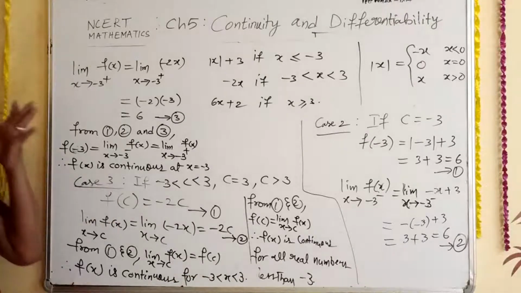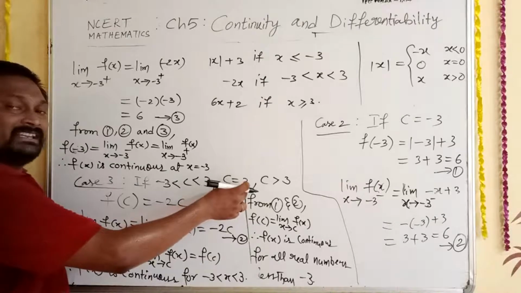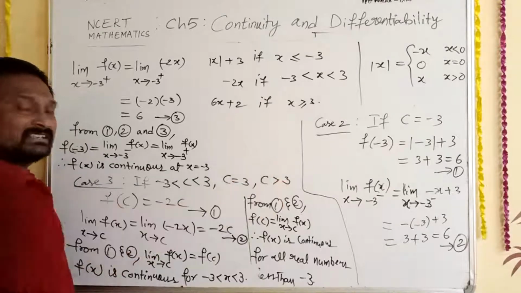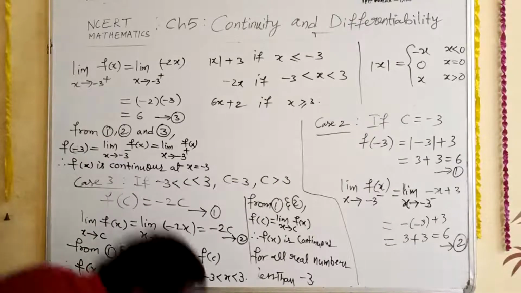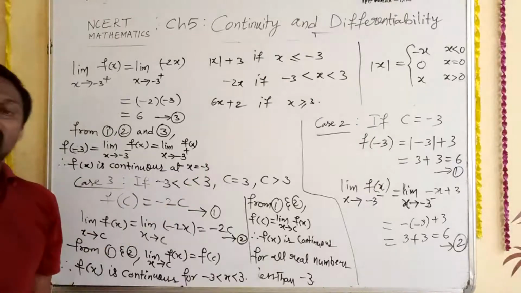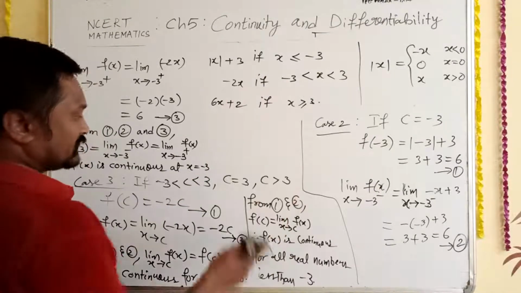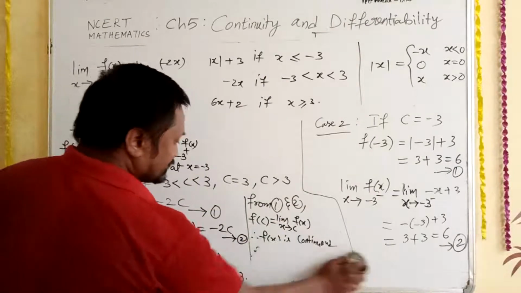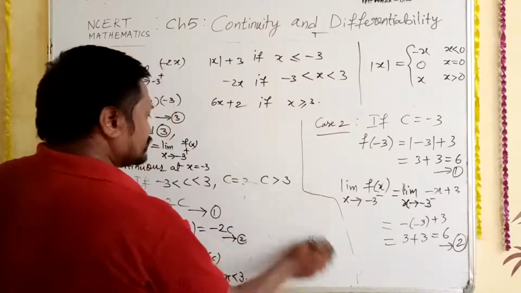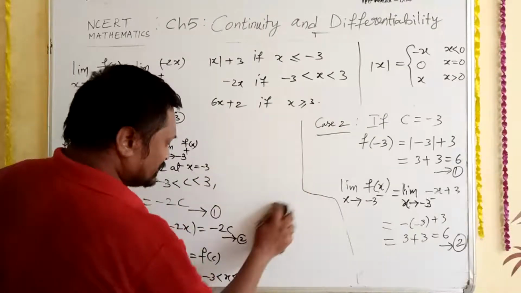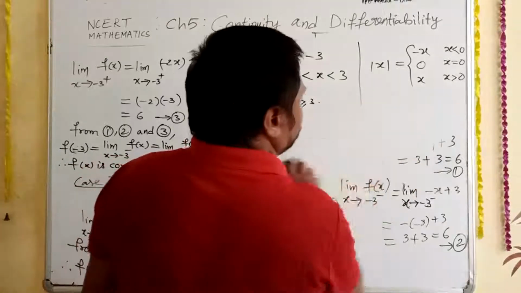Therefore, f of x is continuous for minus 3 less than x less than 3. So now 3 cases are finished. The fourth one is c is equal to 3. The fifth one is c is greater than 3. Till now we found all places are continuous. Let us check the remaining conditions.